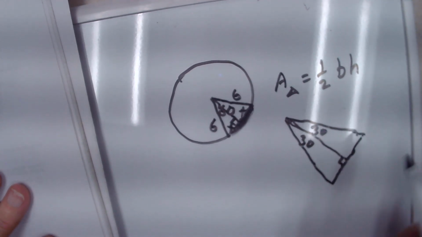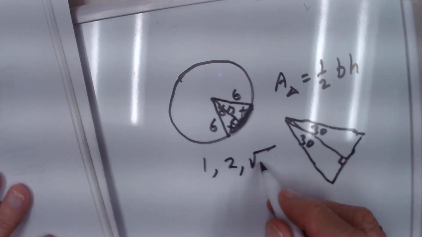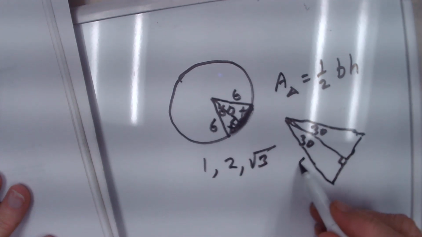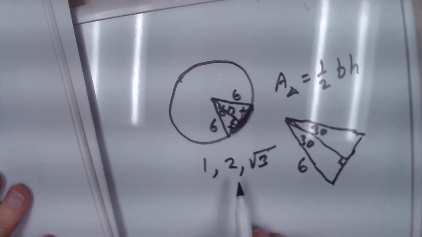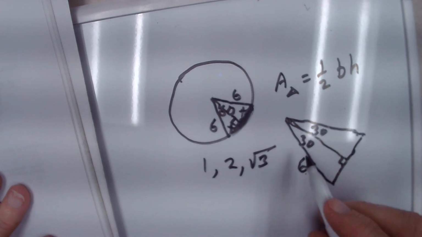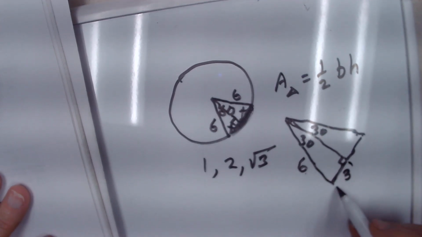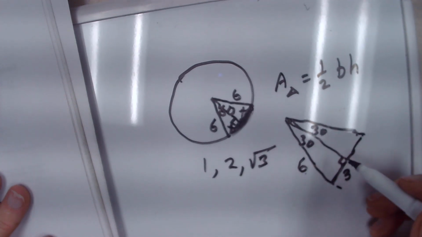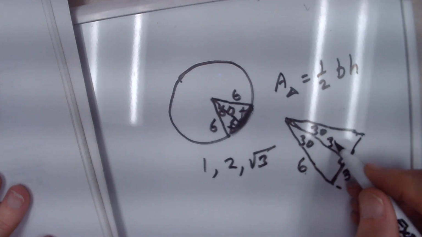30 degrees. The ratio of the sides is 1, 2, square root of 3. And 2 is the hypotenuse. That hypotenuse is 6, because that's the radius. So if the hypotenuse is 6, and it's twice the smallest side here, then this must be 3 from here to here. Now we got a base. We got a triangle. And this one has to be 3 square root of 3.